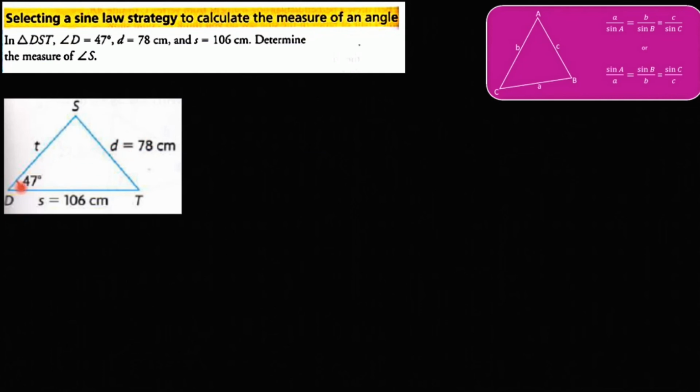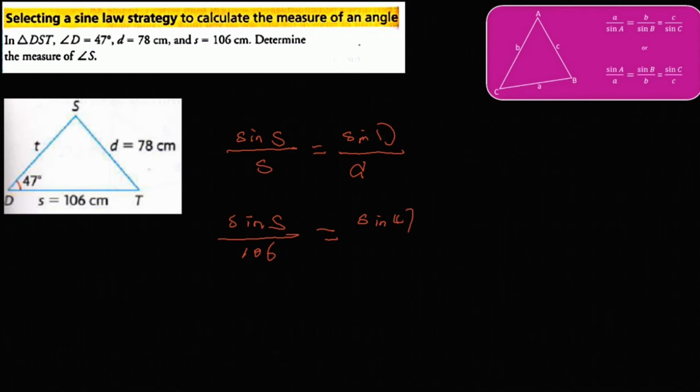Okay, so sine S over S equals sine D over D. So sine S we don't know, just write down sine S. S we know is 106, equals sine D, which is sine 47 degrees, right? And D equals 78. So both sides multiplied by 106. So sine S equals sine 47 degrees over 78 times 106.